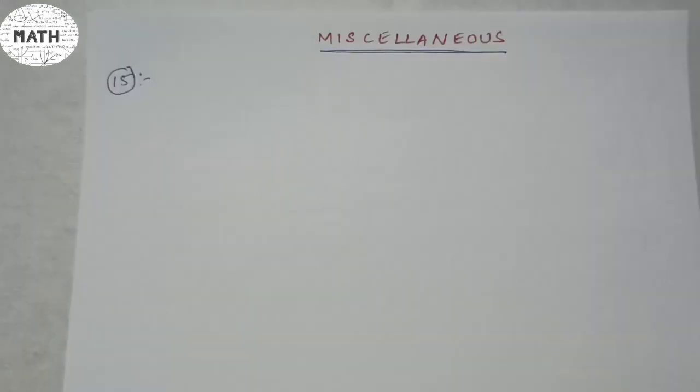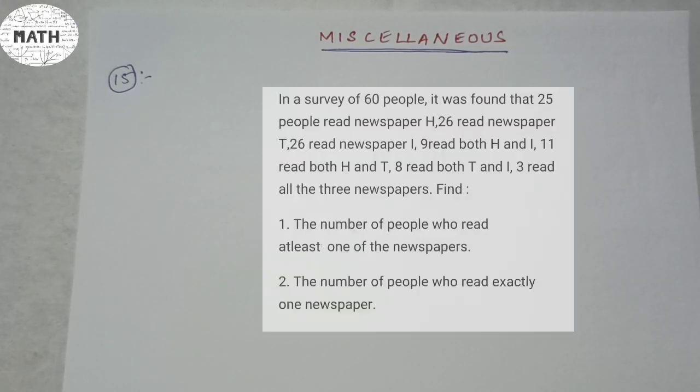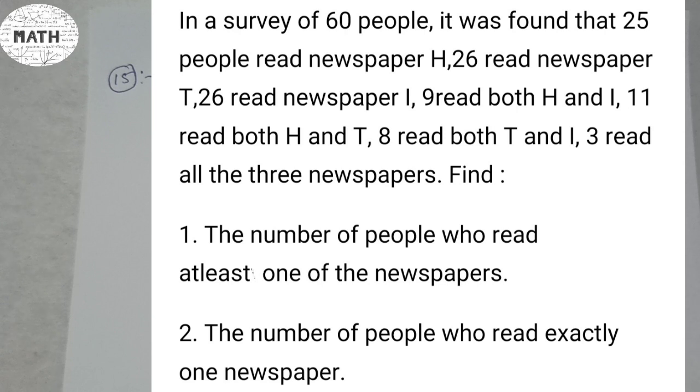I guess we are clear. This question is from your miscellaneous of chapter 1. Some questions are very important, so I'm going to do one question over here. That's question 15. It was given that in a survey of 60 people, it was found that 25 people read newspaper H, 26 read newspaper T, 26 read newspaper I, 9 read both H and I, 11 read both H and T, 8 read both T and I, 3 read all the 3 newspapers. So I have to find the number of people who read at least one of the newspapers and the number of people who read exactly one newspaper.